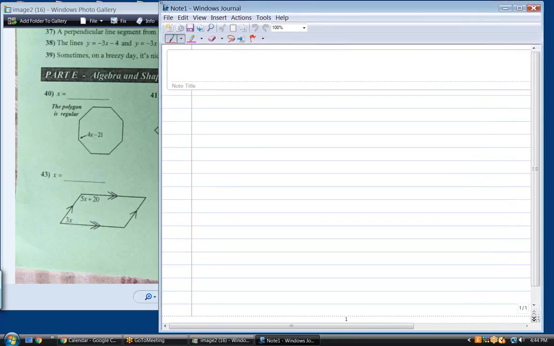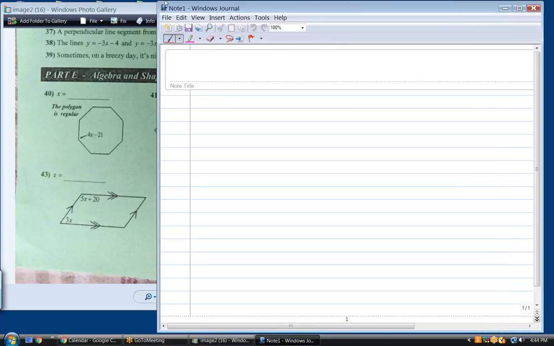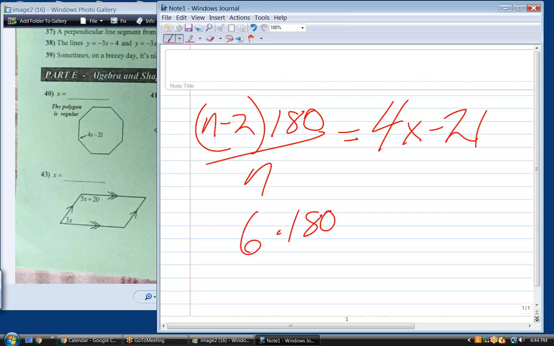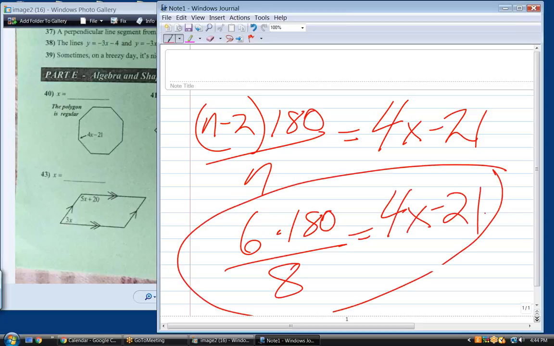So how many sides do we have here? So this angle, you're saying, is equal to n minus 2 times 180 divided by n, right? Yes. That's equal to 4x minus 21. Okay. What's n? n is 8. Okay. So we have 6 times 180 over 8 equals 4x minus 21. Relatively easy to solve for x. Yeah, I can do that.